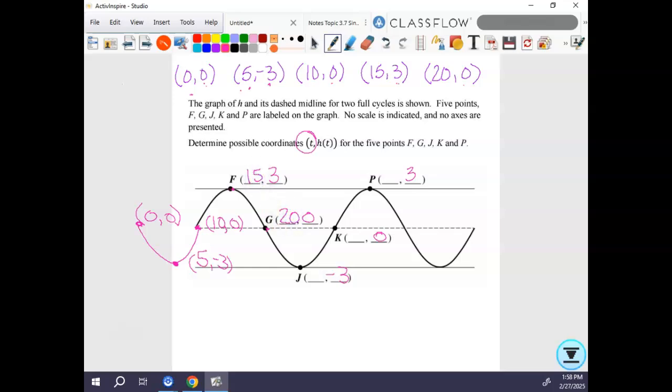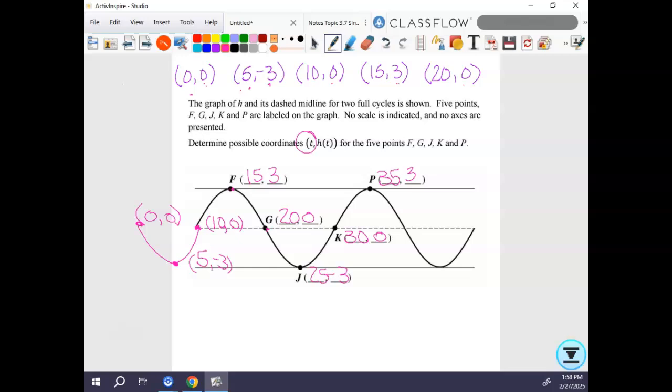And then what would this be? 25. And this would be 30 and 35. Okay. Does that make sense to you? So sometimes you have to back up. You might only have to back up to here, or maybe you shouldn't have to go farther than that.